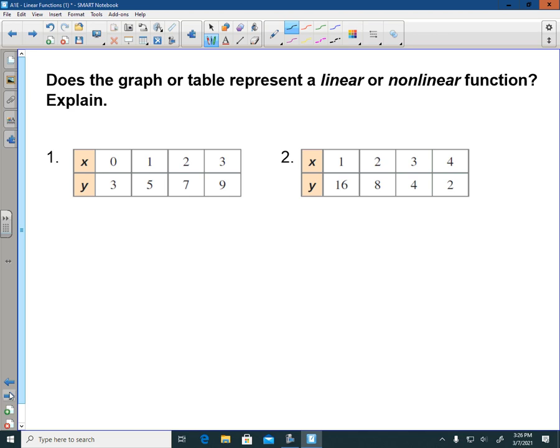All right, so let's try this again. Does the graph or table represent a linear or nonlinear function? Well, let's see. The x's go up by 1, and then go up by 1 again, and go up by 1 again. So the x's are consistent. That's good. Now let's check the y values, though, because that's what's really important. Going from 3 to 5, we had to add 2, right? Going from 5 to 7, we also had to add 2. Going from 7 to 9, we had to add 2. And because you get the same number every time, this is linear.